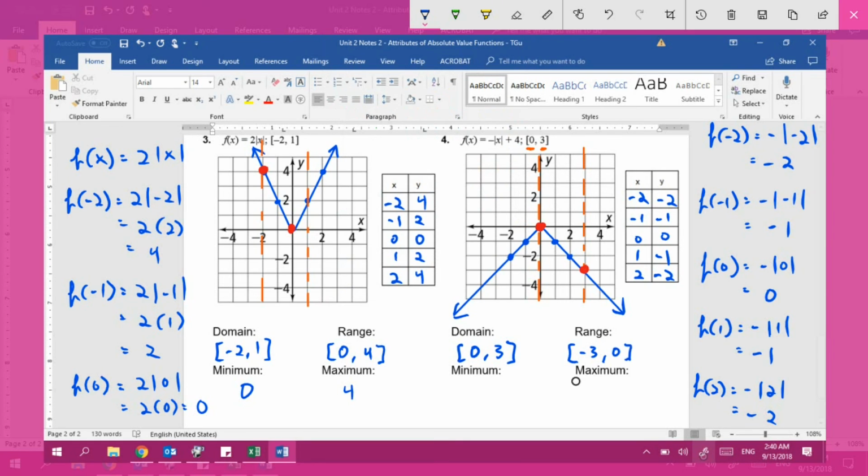Talking about range, right? That's the y values. Okay, so then the minimum, what's the very minimum on this interval? It's the lowest number in the range. It's that negative 3. And then the maximum is the 0 within the interval. And that's how we do these problems with different versions of absolute value functions.